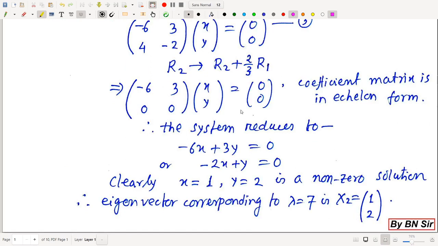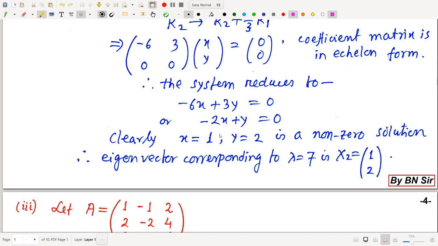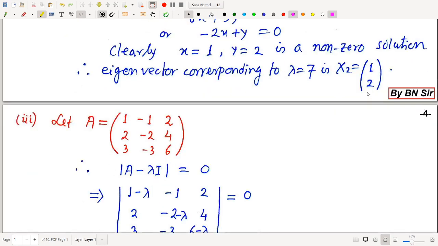So the coefficient matrix is in echelon form with one non-zero row, which means the rank is 1. So there will be 2 minus 1, that is only one linearly independent solution or one non-zero solution. Although the system has infinitely many solutions, the linearly independent one will be only one. So this system reduces to minus 6x plus 3y equals 0, or minus 2x plus y equals 0. One equation, two variables, infinite solutions, but only one linearly independent solution. So if I take x equal to 1 and y equal to 2, we get 0. So this is a non-zero solution, and therefore the eigenvector corresponding to lambda equal to 7 is X2 equal to the vector consisting of 1, 2.